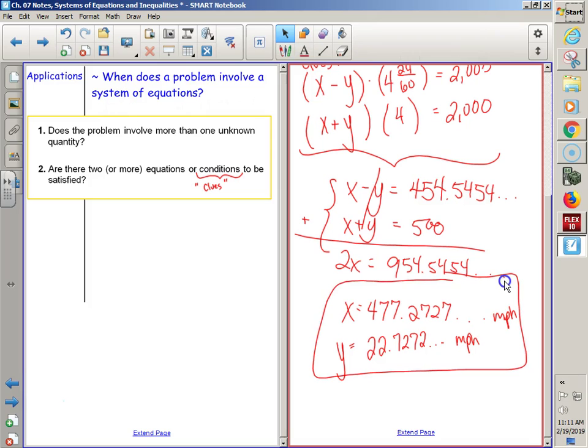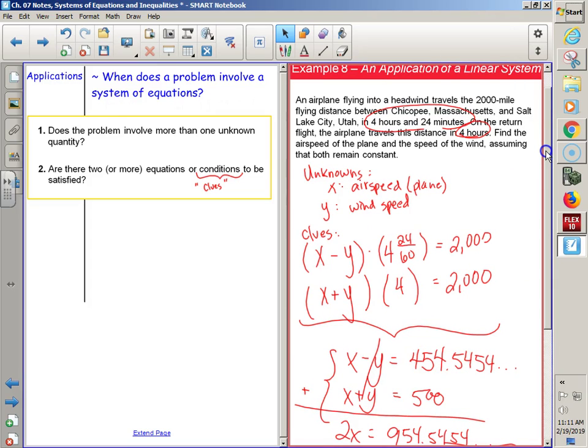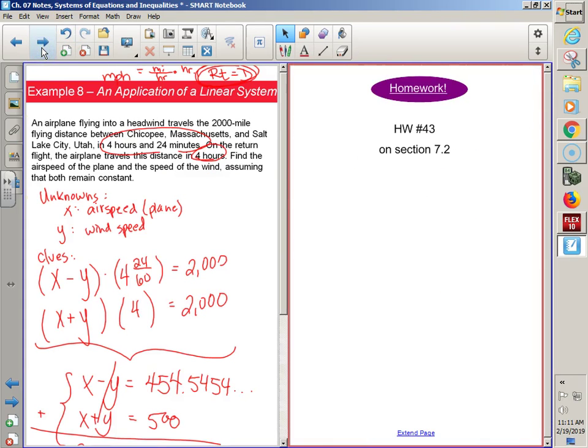But do you see how we even started thinking about systems? I first said, who are my unknowns? Plane speed, wind speed. Who are my equations? I don't know, I have 2 clues. Let's figure out how to put those in equations and solve. Guys, that's the end of section 7.2.